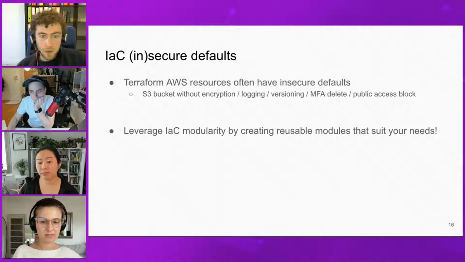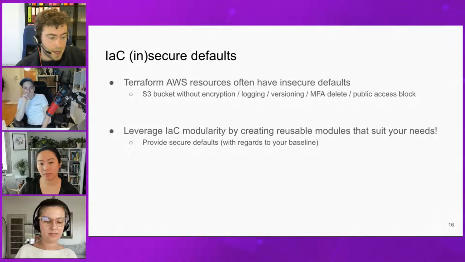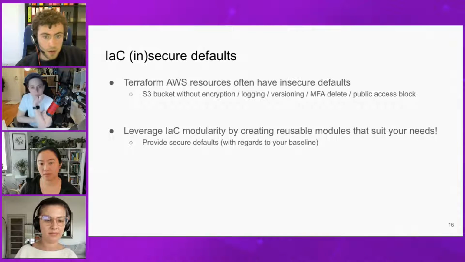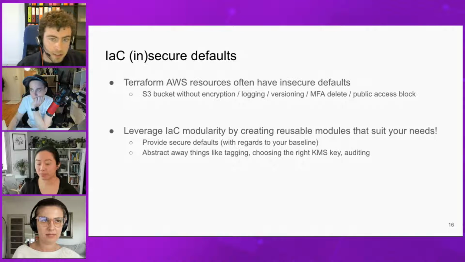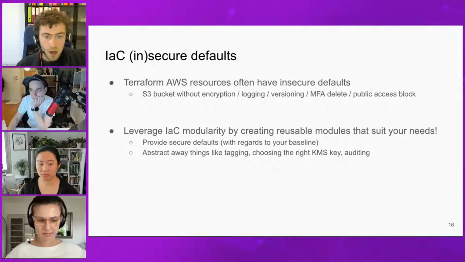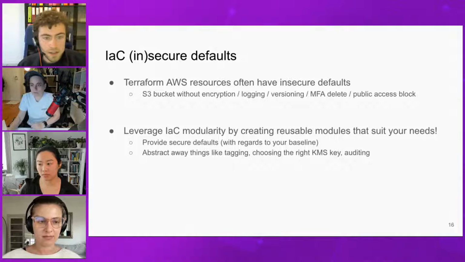So creating Terraform modules, for instance, and creating things that can be reused across the organization in a way that makes sense. Typically, it can be providing secure defaults with regards to our baseline, things like encrypting stuff at rest by default and not requiring an explicit parameter for it. And maybe abstracting away things like creating a public access block for S3 buckets, auditing where to send the logs, choosing the right KMS key depending on the sensitivity of the data, and things like that.